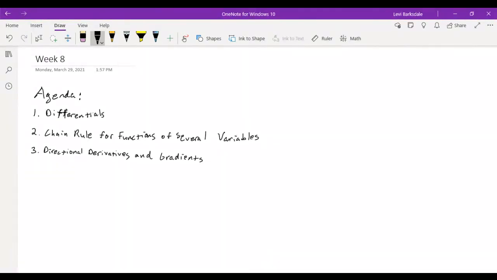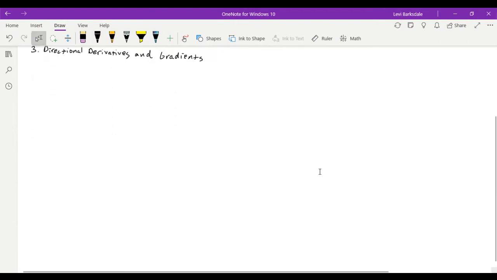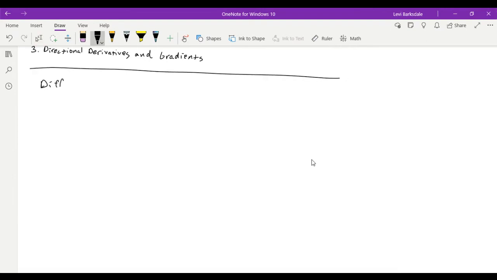This week we'll be covering differentials, chain rule for functions of several variables, and also directional derivatives and gradients. Let's go ahead and jump right in with some differentials.